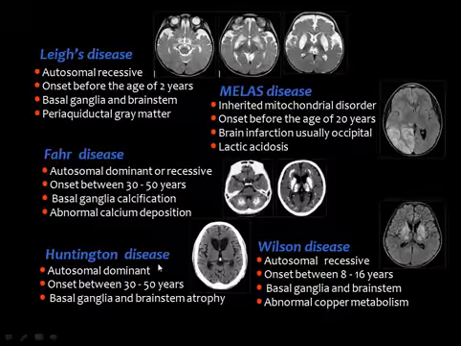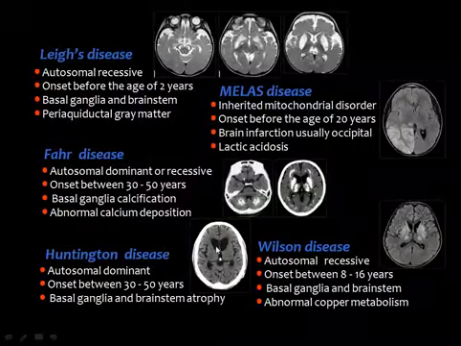Then Huntington disease is an autosomal dominant disease appearing between the ages of 30 and 50 years, and the main imaging finding is the atrophic changes mainly affecting the basal ganglia, mainly affecting the head of the caudate nucleus, and there is consequent abnormal dilatation of the frontal horns of the lateral ventricles, and also there may be atrophic brain changes as well.